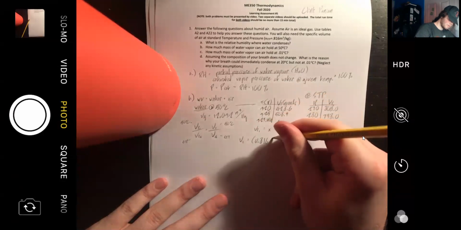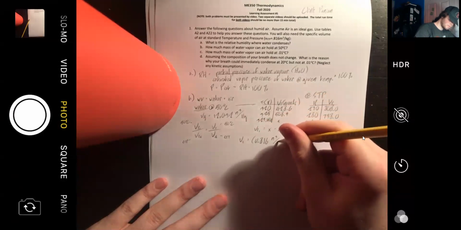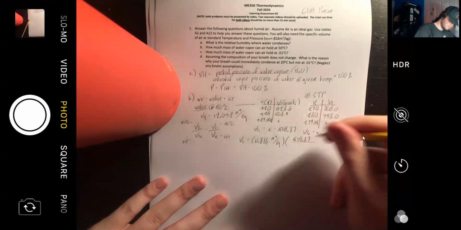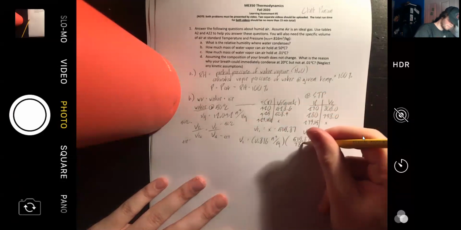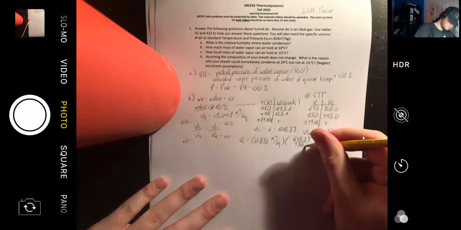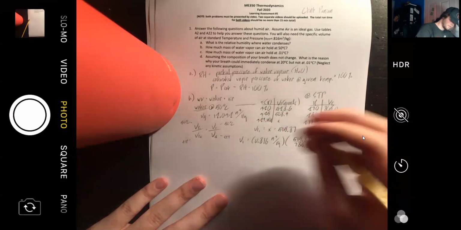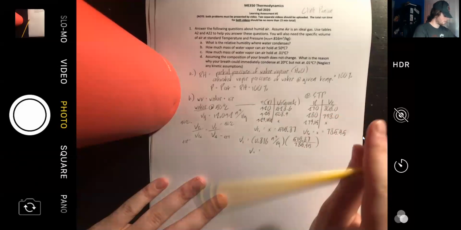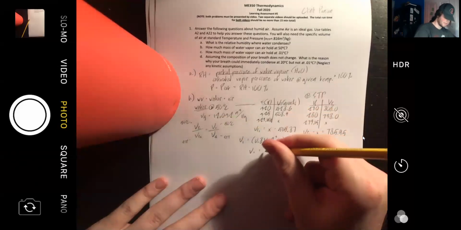All right, so now we're going to plug it into the formula to solve for a specific volume of air at 50 degrees Celsius. Plug in the given. Plug in the ratio of these two relatives. You should get a small value. And you should get 0.536.